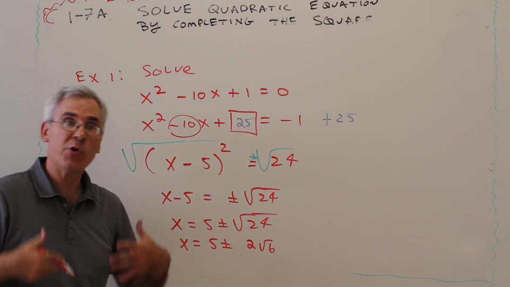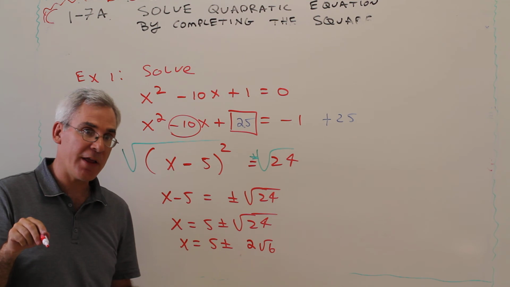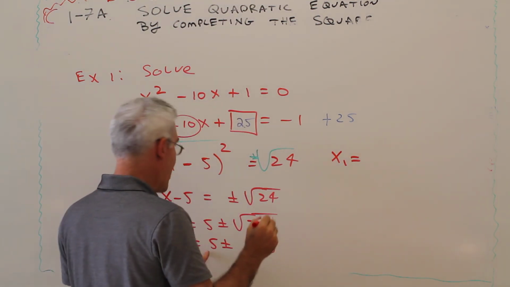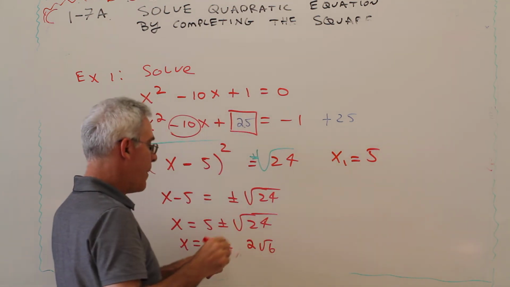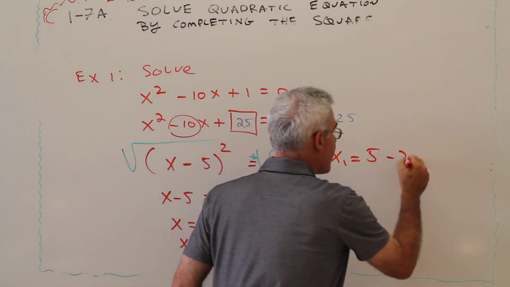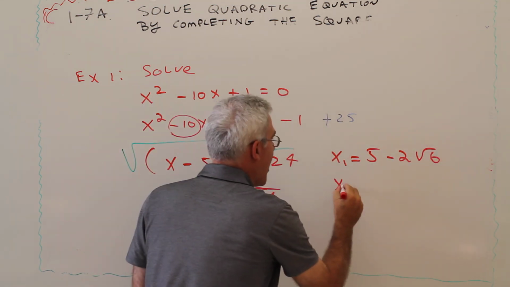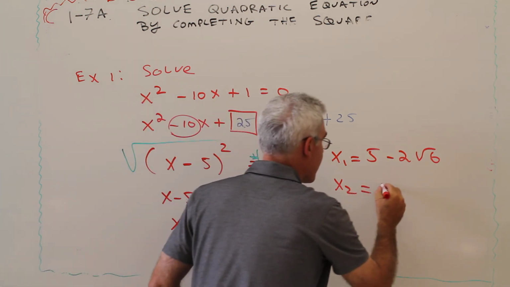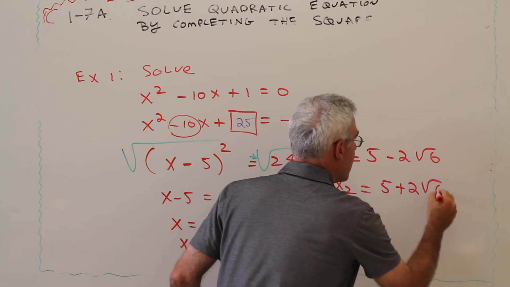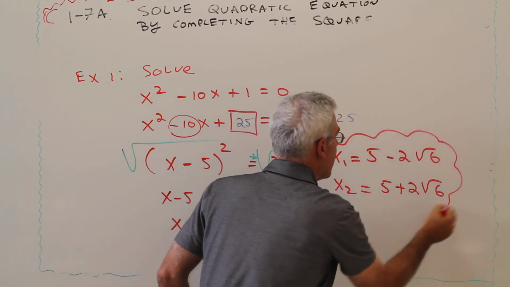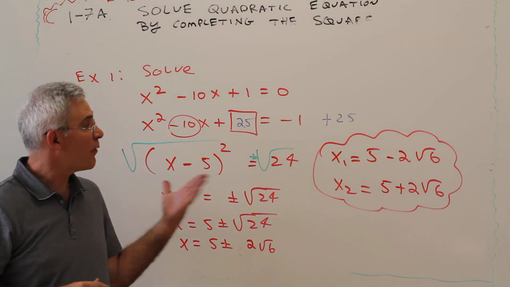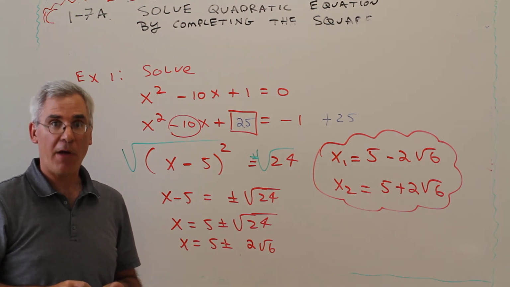And again, usually on my test, I've got 2 answer blanks. So I would write the answers as x sub 1 equals 5 minus 2 radical 6, and x sub 2 equals 5 plus 2 radical 6. And there you have it, how to solve a quadratic equation by completing the square.